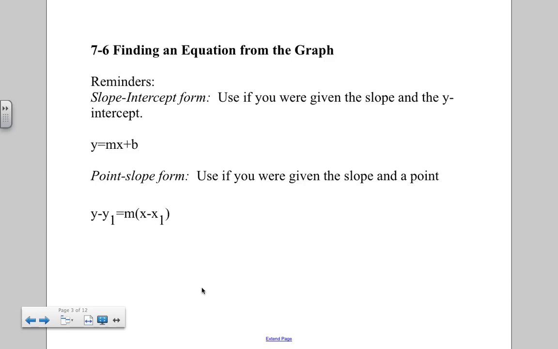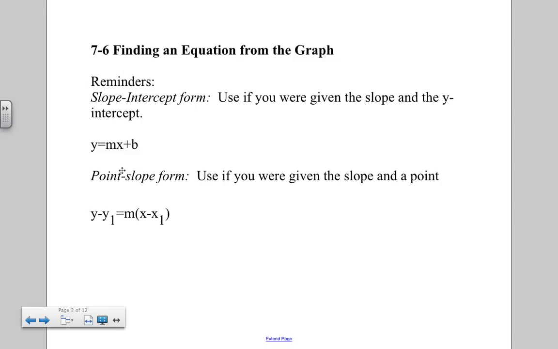Alright, so now let's get to the actual notes. 7-6, finding an equation from the graph. So a couple of reminders. Slope-intercept form is y equals mx plus b. So you would use this if you were given the slope and the y-intercept, hence slope-intercept form. Because that's the easiest way to write that in an equation.